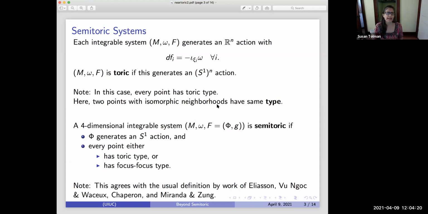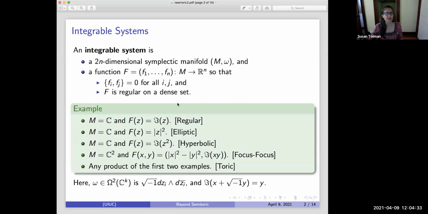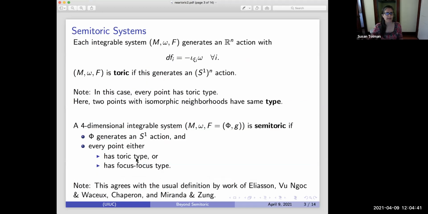Note that in this case, every point has toric type. When I say something has a type, I mean two points with isomorphic neighborhoods have the same type. So when you say every point has toric type, it means that a neighborhood of it is isomorphic to some product of these first two examples. But we won't mostly be talking about toric. We'll mostly be talking about generalizations of toric. We'd like things to behave as if they were toric, even if they're not, or at least have a lot of the power that we get for toric systems.